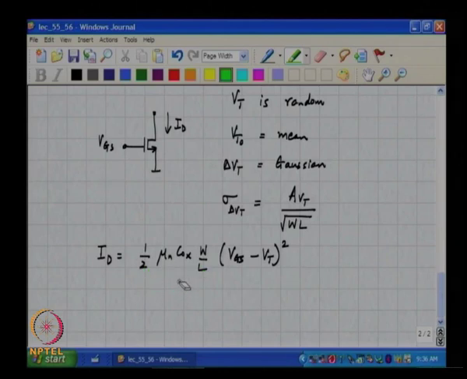So, there is also this, often called the beta factor, and the sigma of beta is nothing but some A beta divided by square root of W into L, okay.